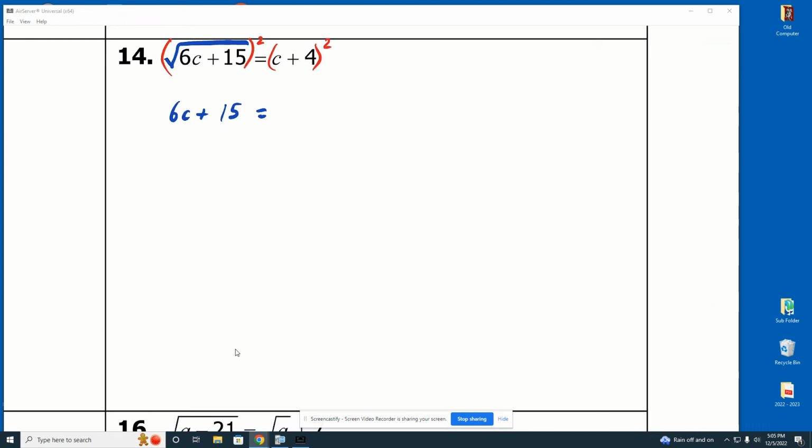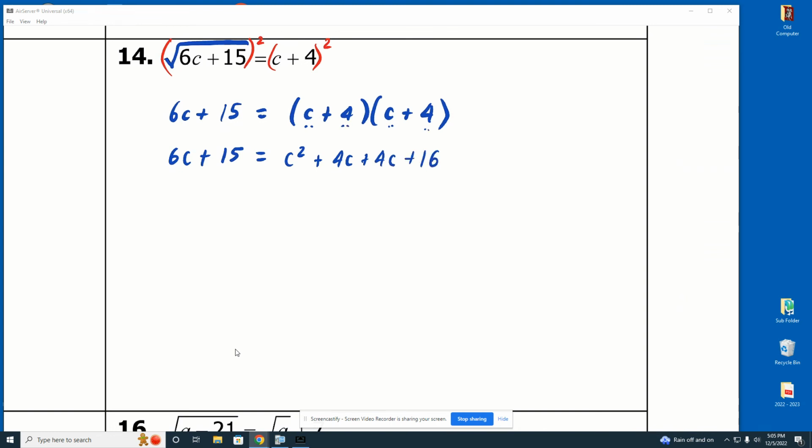Now here's the deal with the c plus 4 squared. Remember, that's a binomial. A binomial squared means we have to take it and multiply it by itself. So remember, leave the 6c plus 15 alone. We've got to use the distributive property. So I've got to do c times c, c squared, c times 4, that's 4c. Then this 4 times c, that's another 4c. And then 4 times 4 is a positive 16.